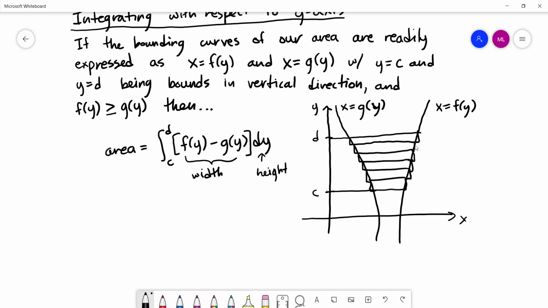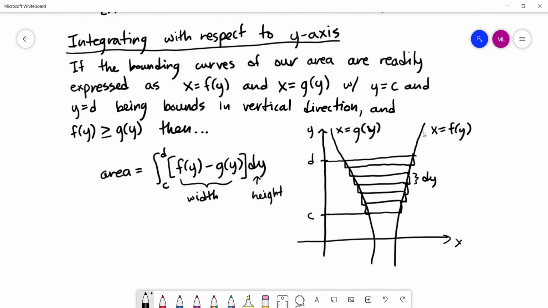The width is now we take the larger x value, subtract off the smaller x value to get our width. And then dy is a little tiny bit of height in this direction. And now we're just adding up a bunch of rectangles that are oriented horizontally instead of being oriented vertically. So again, this is what our little dy is. It's a little bit of height in this case. So keep this idea in mind. It's going to help us a lot in the next couple of sections.